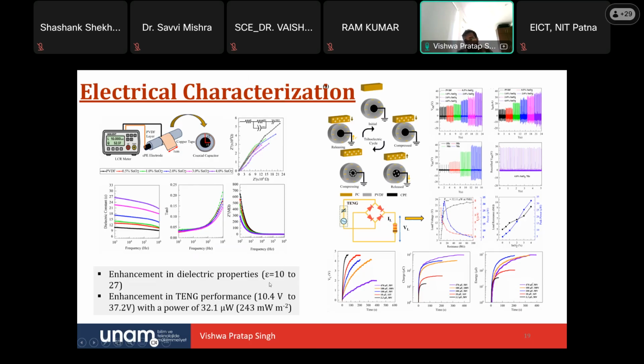We got an enhancement in the dielectric constant from pure PVDF to reinforced PVDF of around 27, and the voltage also increased. We used an oscilloscope to measure the voltage. We used the same tapping device, which has this PC tapper, and we put our fiber here and tap like this. At a particular frequency, let's say 7 hertz, we measure the voltage.